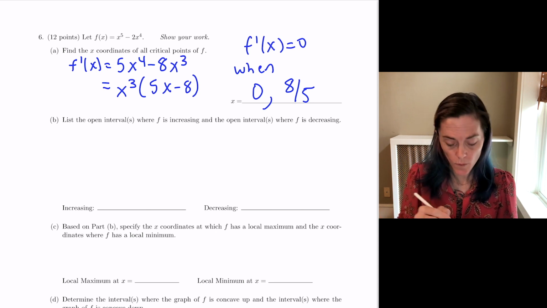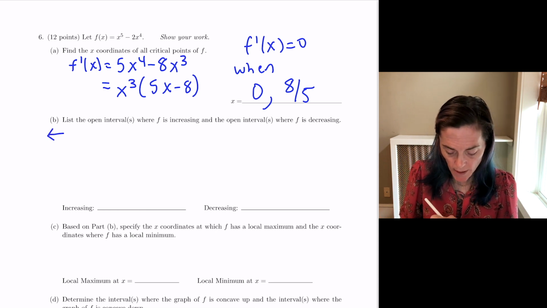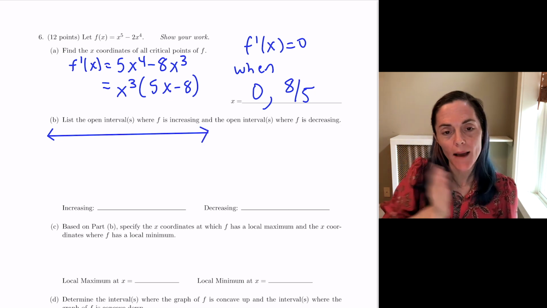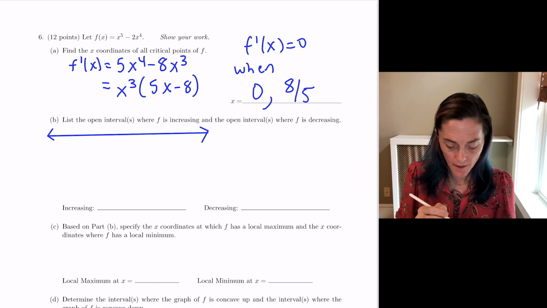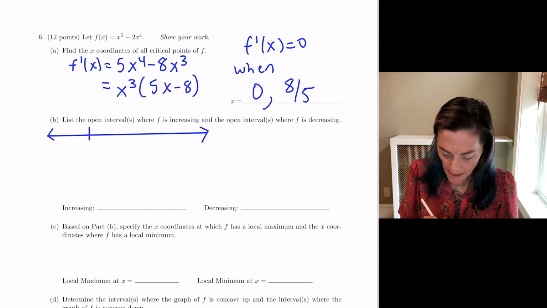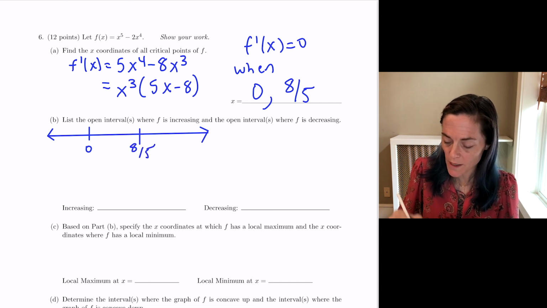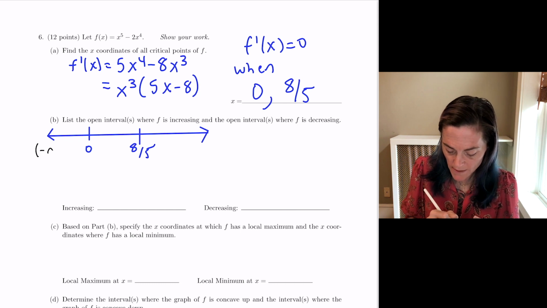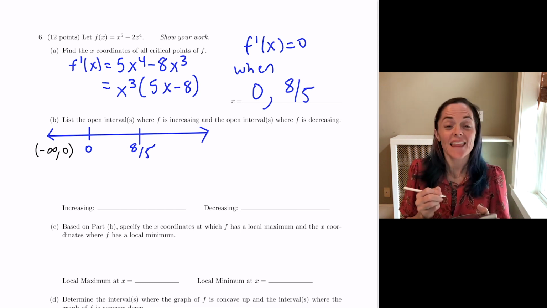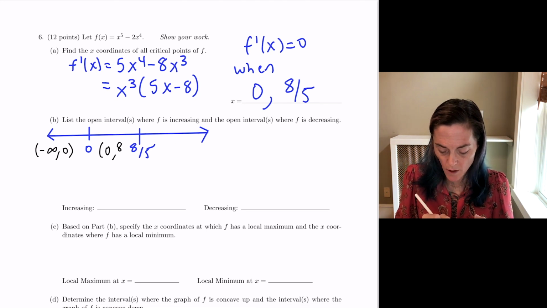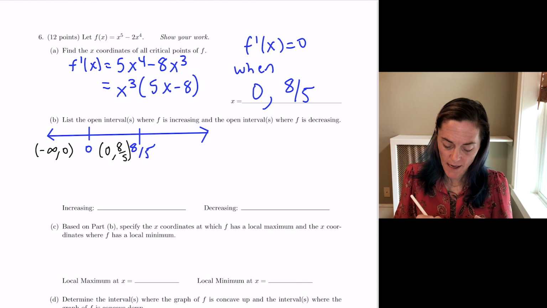Okay, next part, we want intervals of increasing, decreasing. So we divide the domain. The domain of this function is minus infinity to infinity. Well, we divide the domain into open intervals based on our critical numbers. And I can write the open intervals underneath. This will go minus infinity to 0. The next one, 0 to 8 over 5. The next one, 8 over 5 to infinity.